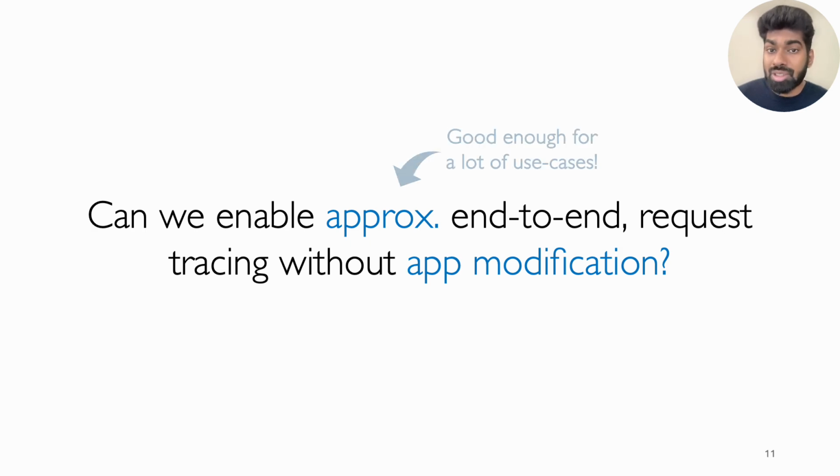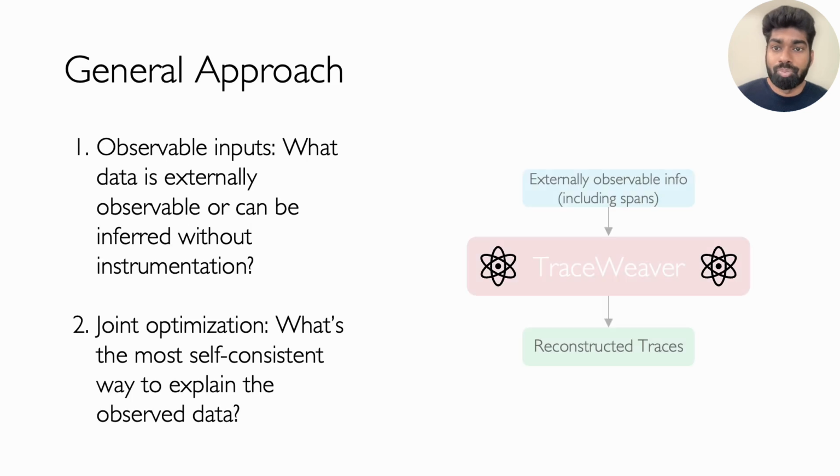We say approximate because even approximate tracing is already good enough for a lot of use cases. So at a high level, the general approach we follow is to ask what data is externally observable or can be inferred within this environment. Then we run joint optimization to output mappings in a way that is consistent with all the observed data.